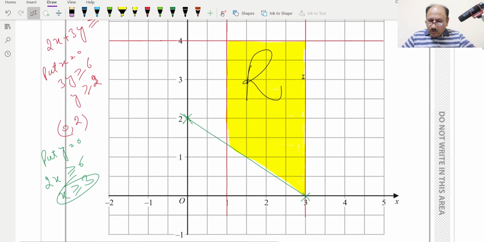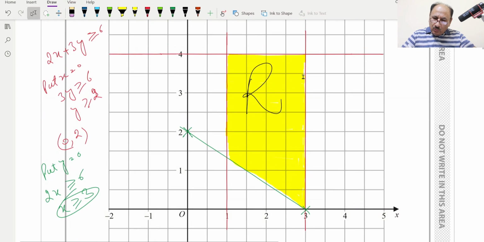So what are the whole numbers? Basically, one will be this one, and this one will also be a whole number, and this point will be a whole number. So these three will be whole numbers. Anywhere else you will not be getting whole numbers, you will be getting decimal values.